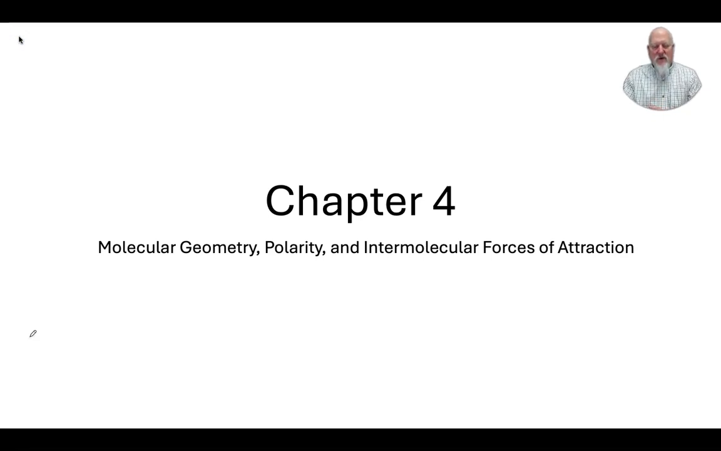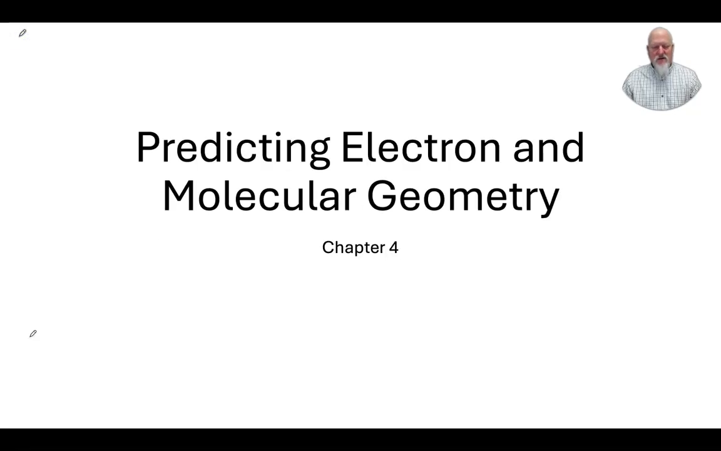All right, let's get into the meat of Chapter 4. In this section, we're going to talk about two types of geometries, kind of shapes of molecules. We're going to talk about electron geometry, or electron shape, and molecular geometry, or molecular shape. Now that we can draw Lewis structures, we can use the information from Lewis structures to predict what the shape of the molecule is going to look like.